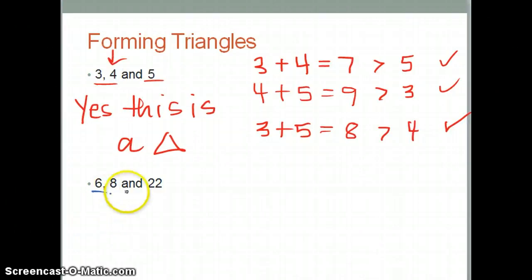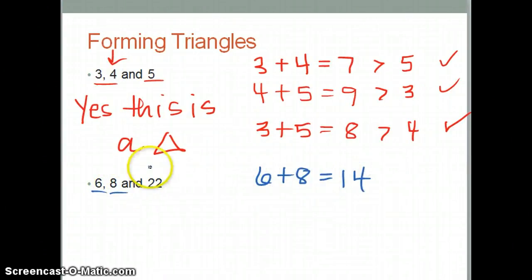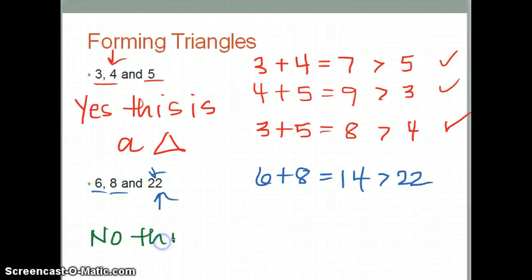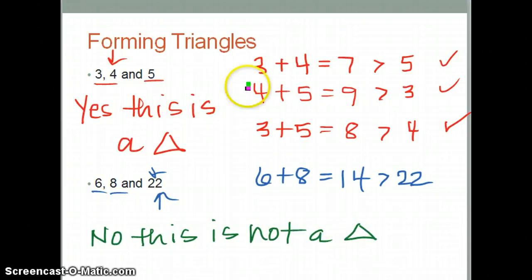Let's try another one. So now I have 6 and 8. So I do 6 plus 8 gives me 14. And I want to figure out if 14 is bigger than 22, which it's not. Uh-oh. This is bad. All that means is no, this is not a triangle. As soon as you find one of those 3 addition facts, doesn't matter which one, we lucked out that it was the first one we tried. But had we gone through the whole set and found that one of them went through and 2 of the other ones worked, it doesn't matter. If one of them fails, it's not a triangle. It will not work.